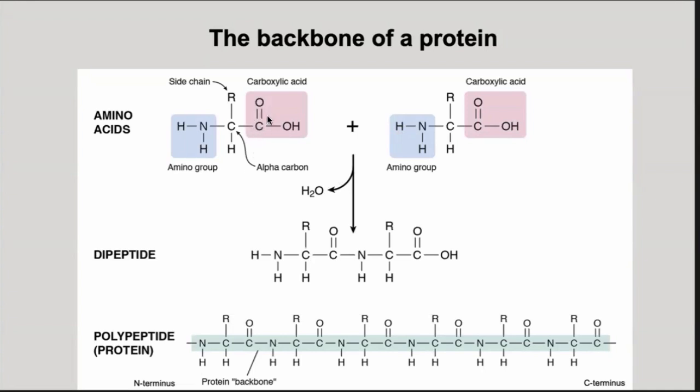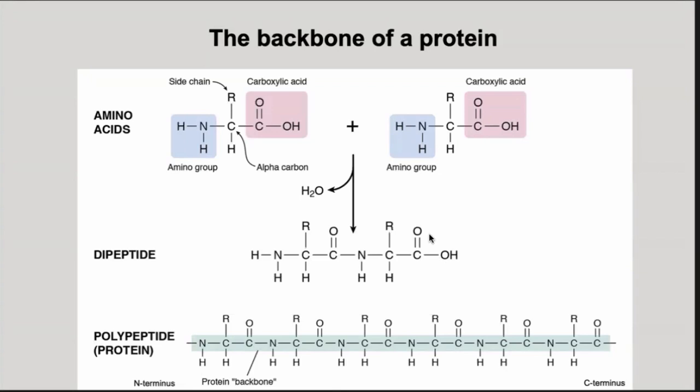And the carbon of the carboxylic acid is now bonded directly to the nitrogen of the amino group on the next amino acid. So we now end up with a bond known as a peptide bond, and the molecule that we produced is now known as a dipeptide because it consists of two amino acids stuck together. So we have the one amino acid over here, and then the carbon from its acid group bonds directly to the nitrogen of the amino group of the next amino acid in line.